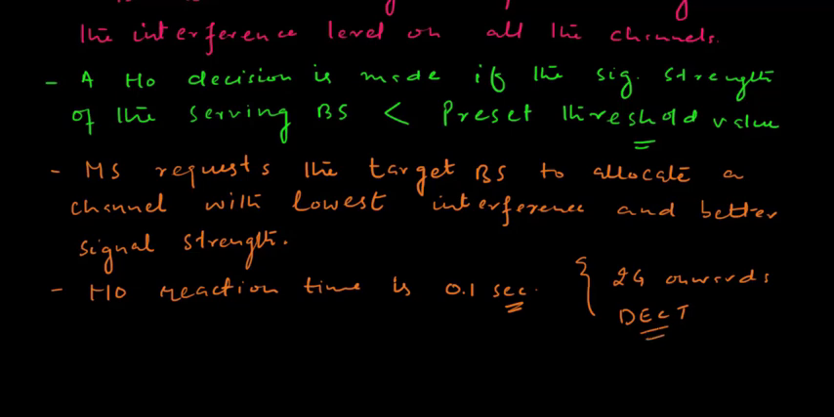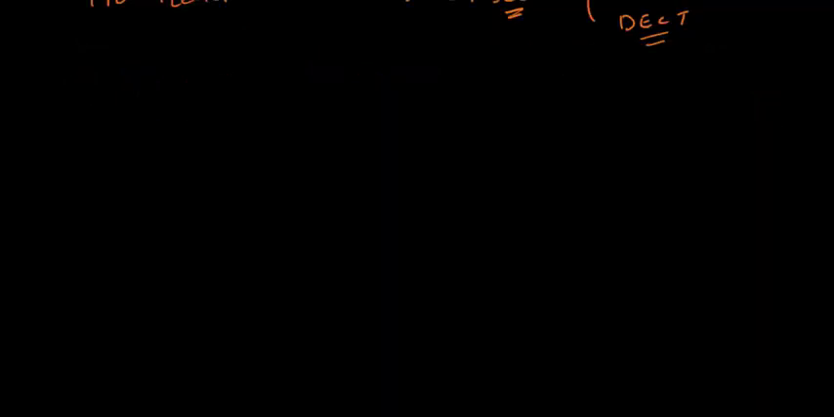And in all the digital generations, or in the digital telephone systems, we use this kind of handoff mechanism that is called mobile controlled handoff. Okay, now the other handoff is called network controlled handoff.